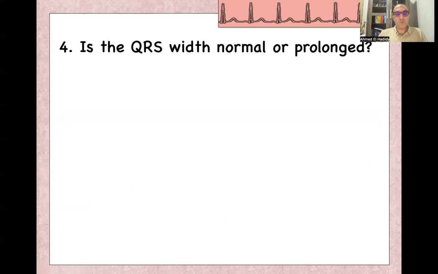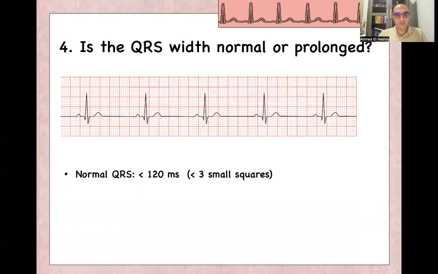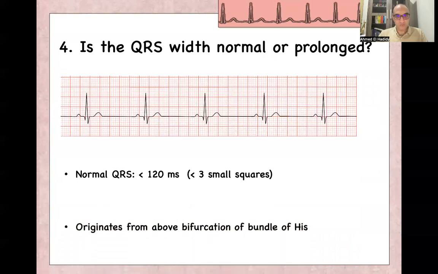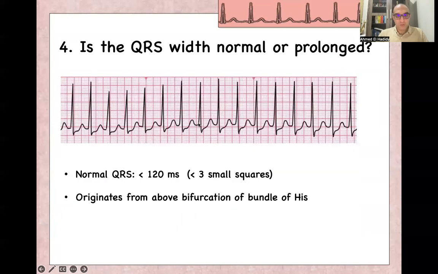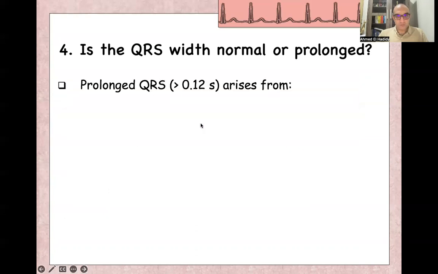Fourth question is QRS normal or prolonged. Normal QRS width is less than 120 milliseconds, which is 3 small squares. Less than 3 small squares is narrow or normal QRS. This means that the impulse, this QRS or ventricular depolarization, originates from above the bifurcation of the bundle of His. Also here, this is narrow complex tachycardia. Prolonged QRS is more than 120 milliseconds or more than 3 small squares.